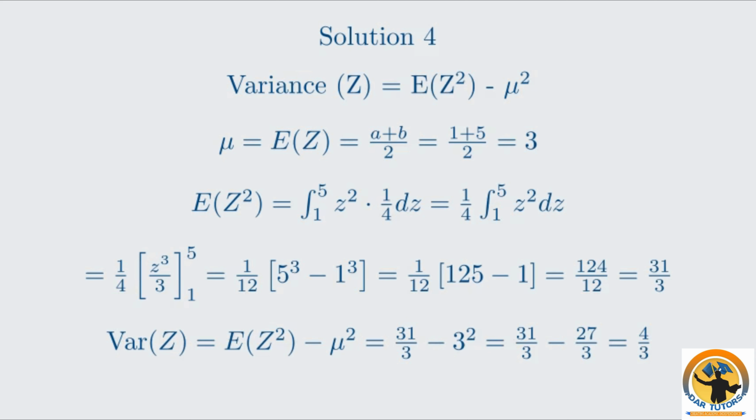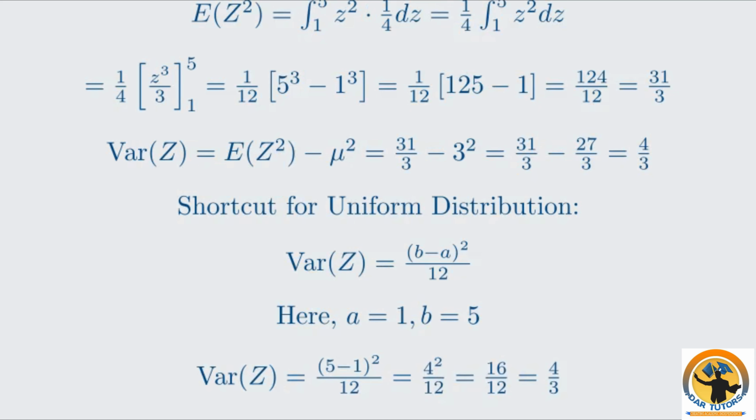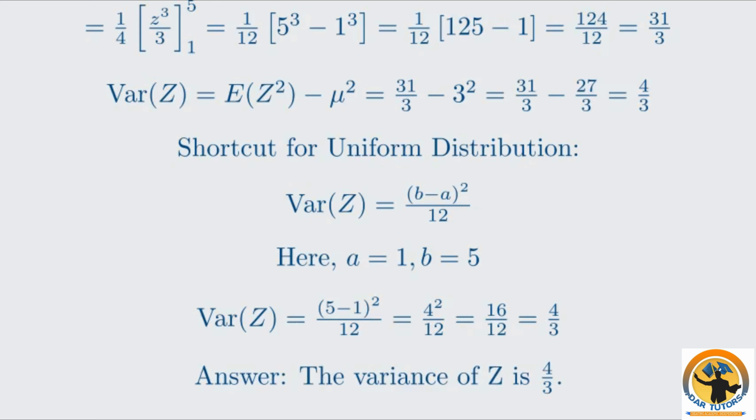For a uniform distribution between a and b, the variance has a special formula. The variance is simply (b minus a) squared divided by 12. Plugging in our values, a is 1 and b is 5, we get (5 minus 1) squared divided by 12, which is 16/12. This simplifies to 4/3. As you can see, both methods give the same result. So the variance of z is 4/3.